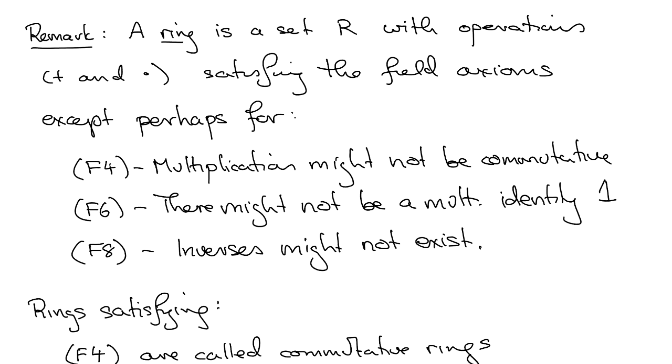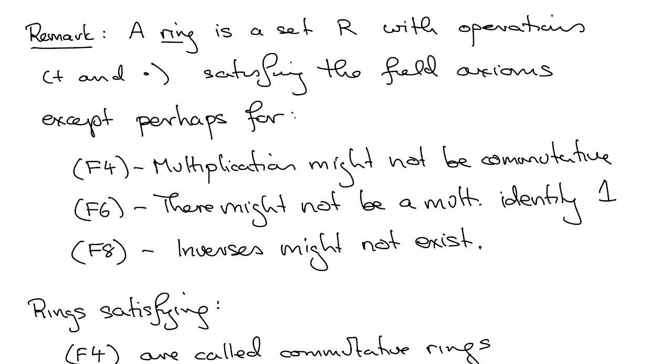Okay. So for example, n by n matrices with entries in the real numbers have an addition and a multiplication, but that multiplication is not commutative. But the addition is. So that's a ring. But anyway, there might not be a multiplicative identity, so there may not be a 1 in your ring.